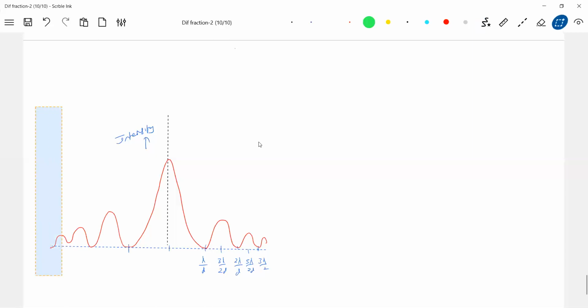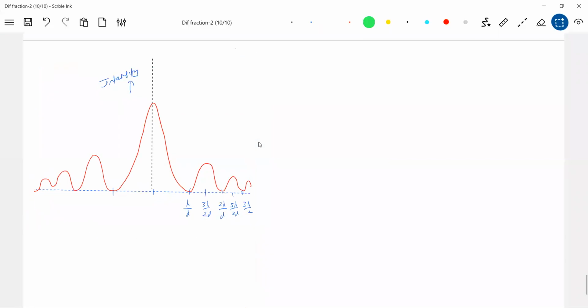The intensity variation will look like this. On this side also, lambda by d, 2 lambda by d. It should touch the axis because the intensity should be 0. So some graph will not do. See that it should touch. The minimum means it should be 0 intensity. So this is about the variation.